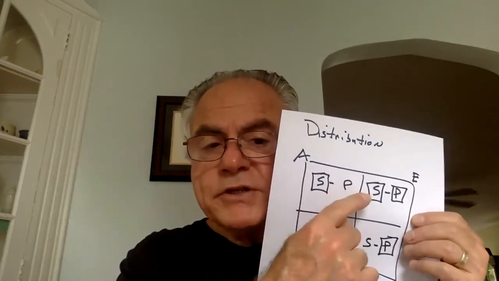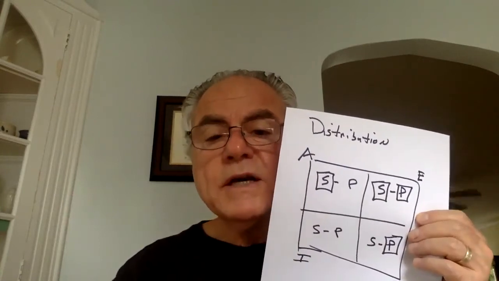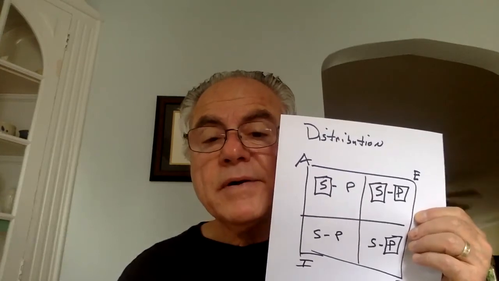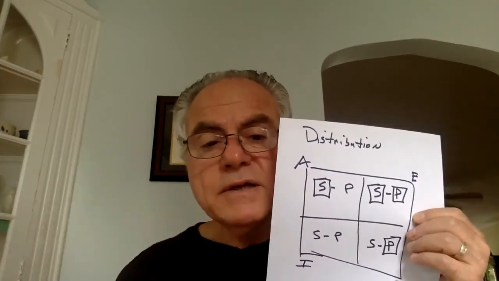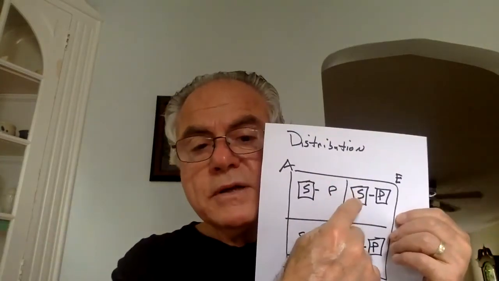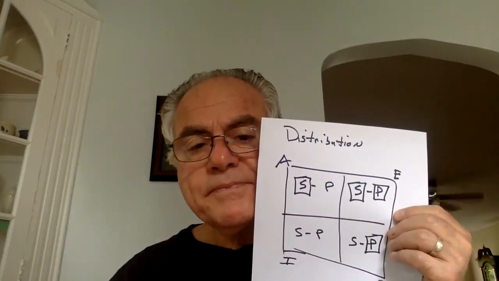In an E proposition, both the subject and predicate terms are distributed. If I say no politician is a liar, I'm talking about the whole class of politicians and the whole class of liars. So both the subject and predicate terms are distributed. So I put a little square around the S's and P's in an E proposition.